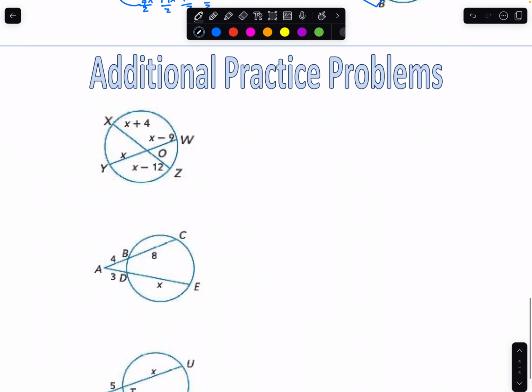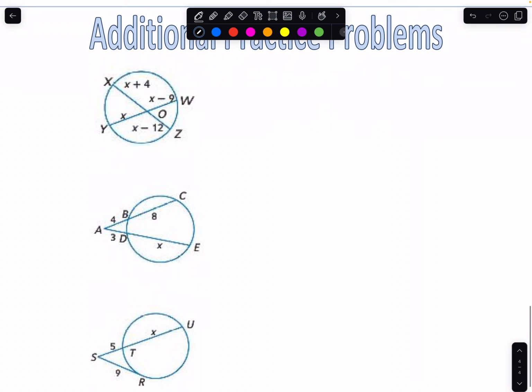So let's recap a little bit. As always, in the end, we want to be able to apply what we learned. This is a great moment to pause the video, try it yourself, work out the problems, and see how you're doing. What happens when the lines intersect on the inside? Right here I have them intersecting inside the circle. What happens when they intersect on the outside of the circle?